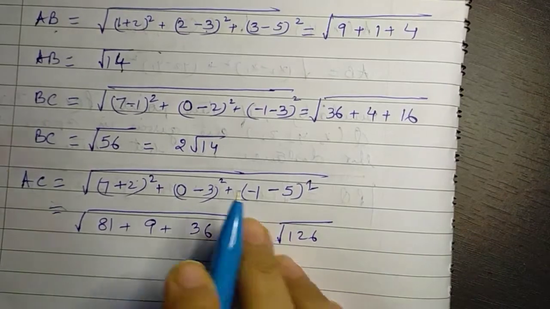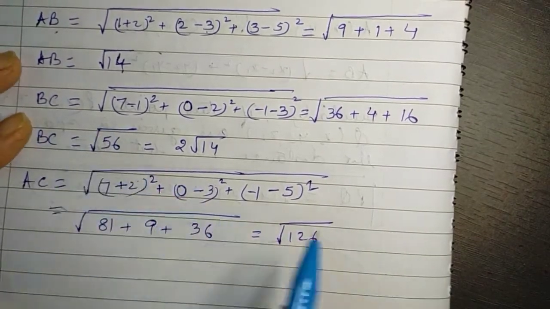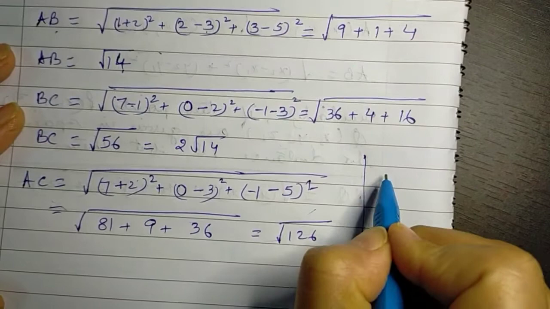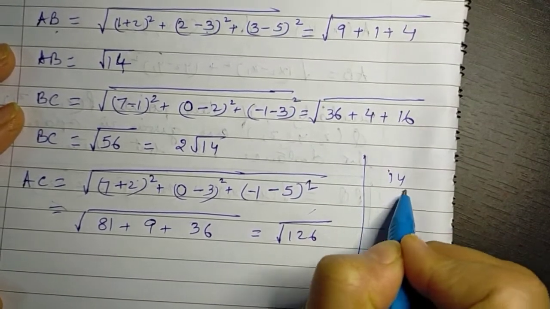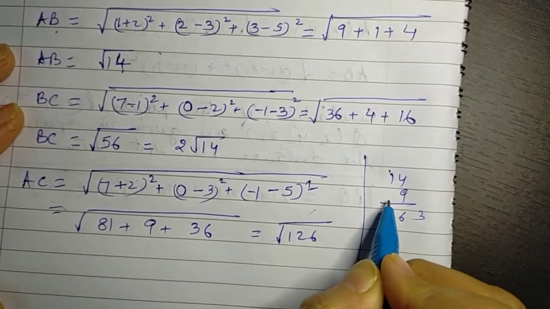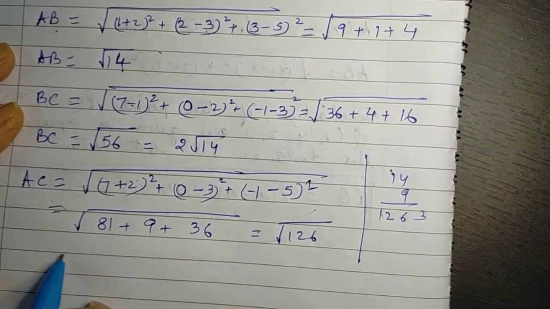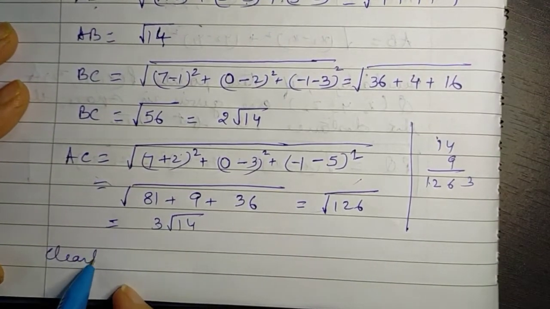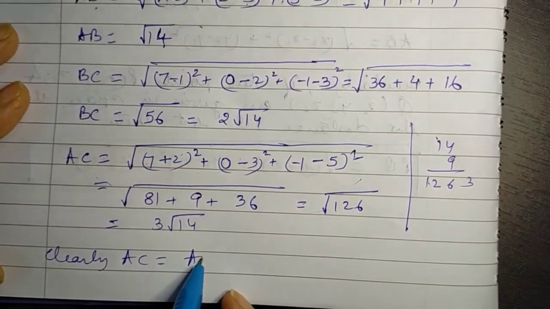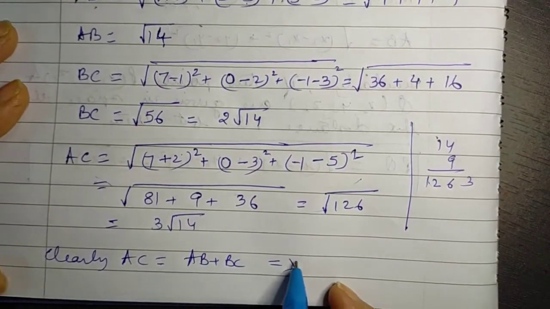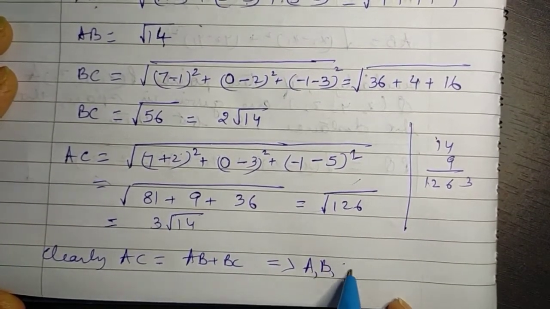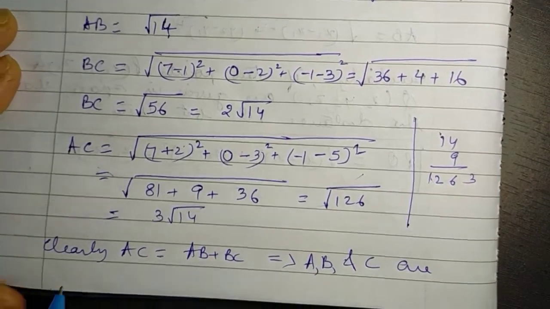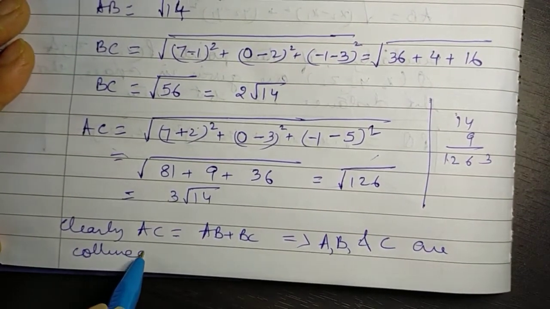So let's check, it will be equal to 9 into 14, 14 into 9 is 126. So this gives you 3 root 14. So clearly AC is equal to AB plus BC, it implies that A, B and C are collinear.